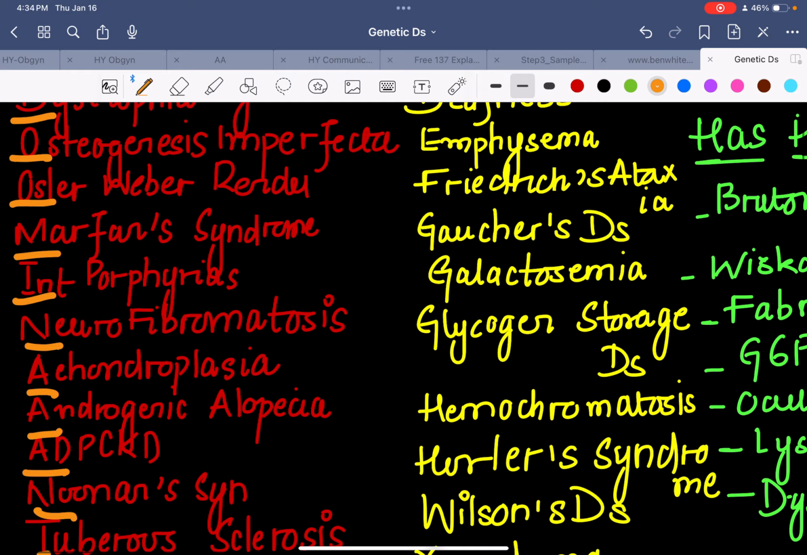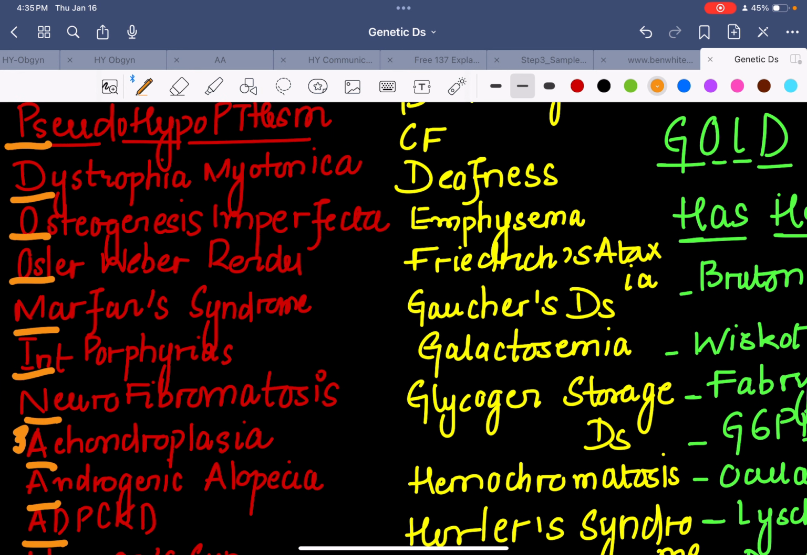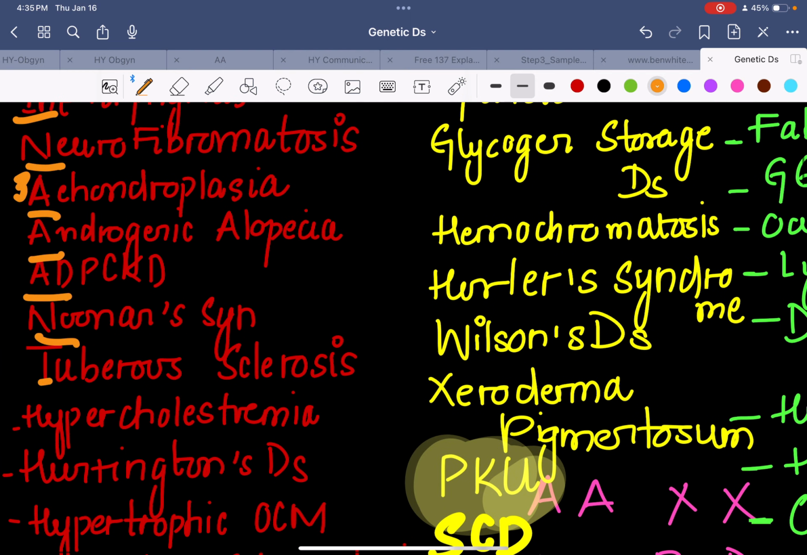So let's begin the word dominant. D for dystrophia myotonica, O for osteogenesis imperfecta, and O for Osler-Weber-Rendu syndrome, also known as hereditary hemorrhagic telangiectasias. Then M is for Marfan's, I is for intermittent porphyrias, N is for neurofibromatosis. Then the A for A, we have a Q, which includes achondroplasia, A for androgenic alopecia, and A for autosomal dominant polycystic kidney disease. Then we have N for Noonan syndrome and T for tuberous sclerosis.